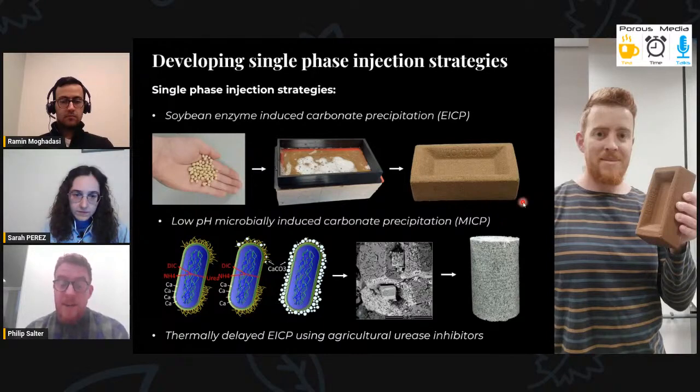So the idea here is that the urease inhibitor attaches itself to the urease enzyme and prevents it from breaking down urea. But this only works up to around 35 degrees centigrade, so we can inject a cold single-phase solution into the rock, and due to the higher temperature in the subsurface, the urease inhibitor breaks down and allows the crystallization reaction to happen.